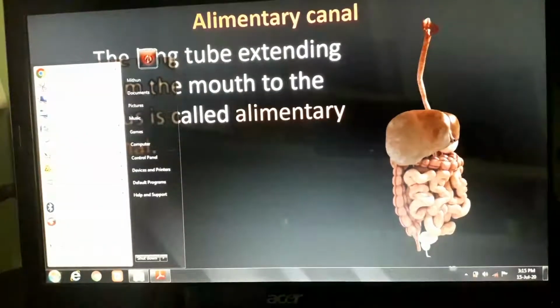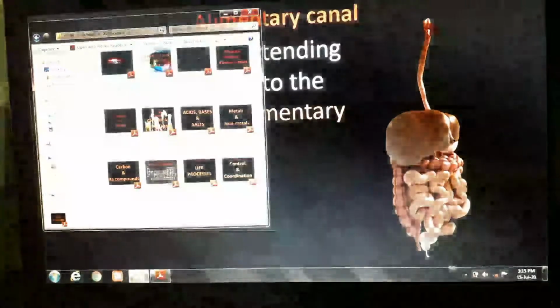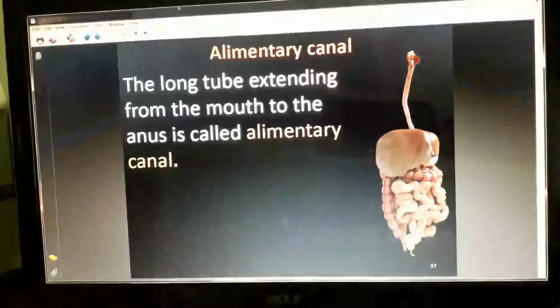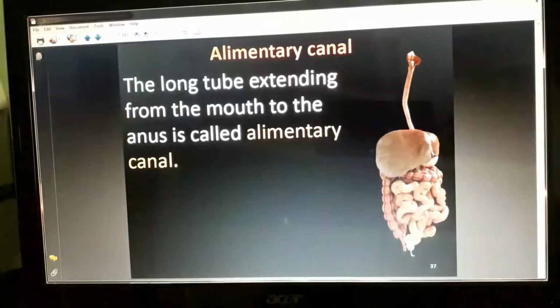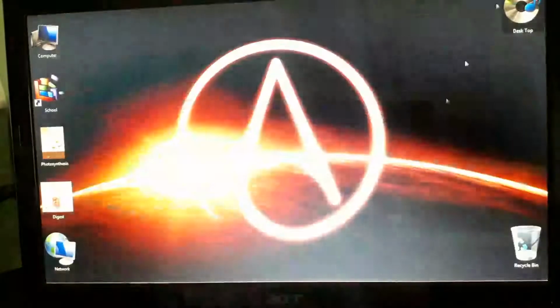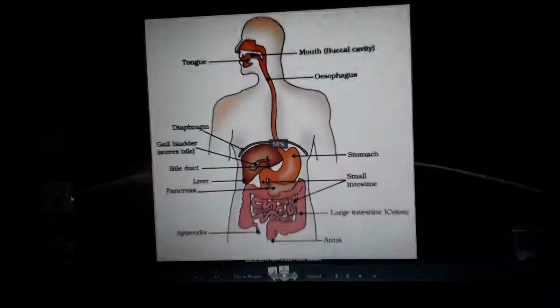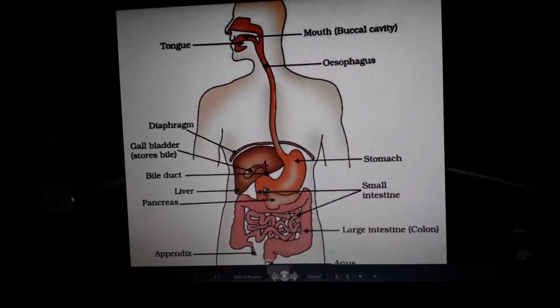So let's check for that. Not here, not here either. Let me check, where is it? So here it is. Okay, see this. This is the, can you see that? Okay, fine.